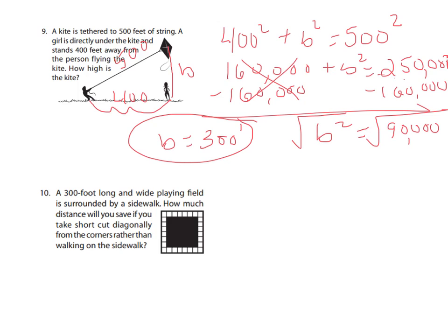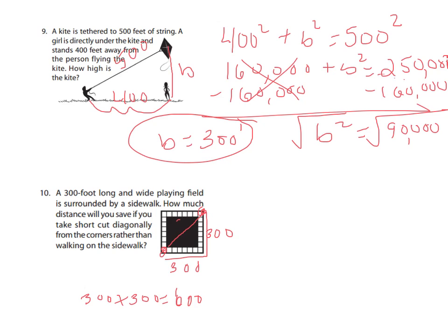All right, last but not least, you have a 300-foot wide playing field surrounded by a sidewalk. How much distance will you save if you take the shortcut diagonally across the field rather than walking the sidewalk? Well, we know every side to the sidewalk is 300 feet. So if I take the sidewalk, if I'm going from this point to this point, that's going to be the 300 and 300. So I'm going to add 300 plus 300, which we know is 600. So that's if I take the sidewalk.